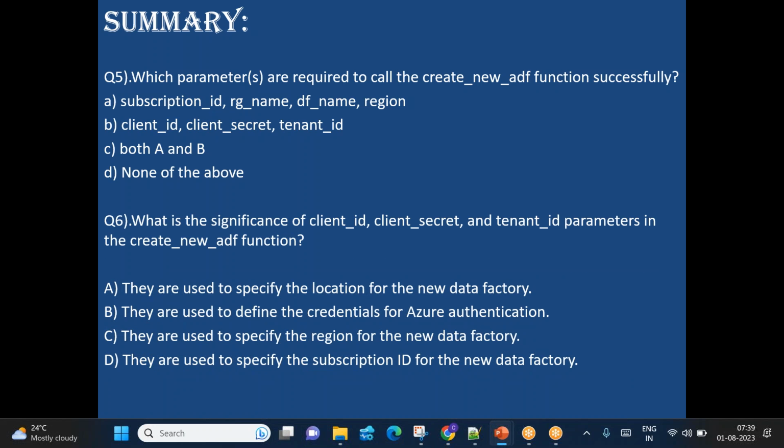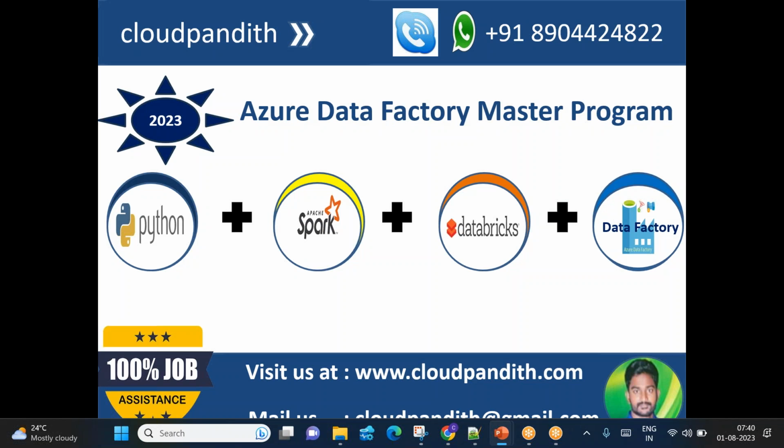What is the significance of the client ID, client secret, and tenant ID parameters in the create new ADF function? They are used to define the credentials for Azure authentication. Yes, the correct answer is 2. The other options: they are used to specify the subscription ID for Azure, or they are used to specify the region for the specific location. No, the right answer is B. They are used to define the credentials for Azure authentication.